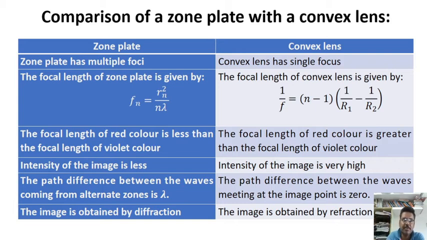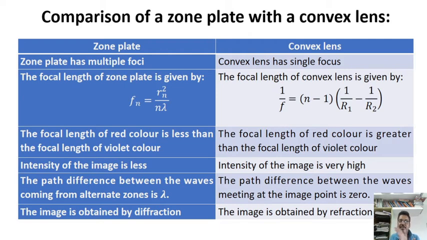In the zone plate, the path difference between the waves coming from alternate zones is lambda. But here it is different. The path difference between the waves meeting at the image is zero, because they concentrate and meet at a point. The image in the zone plate is obtained by diffraction, but in the convex lens the image is obtained by refraction.